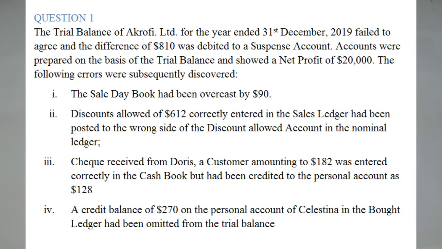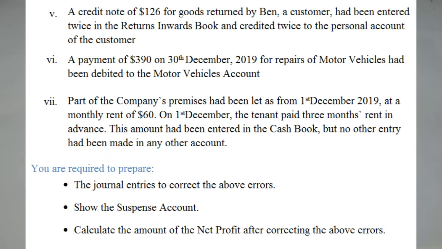III. Cheque received from Doris, a customer, amounting to $182, was entered correctly in the cash book but had been credited to the personal account as $128. IV. A credit balance of $270 on the personal account of Celestina in the bought ledger had been omitted from the trial balance. V. A credit note of $126 for goods returned by Ben, a customer, had been entered twice in the return invoice book and credited twice to the personal account of the customer.